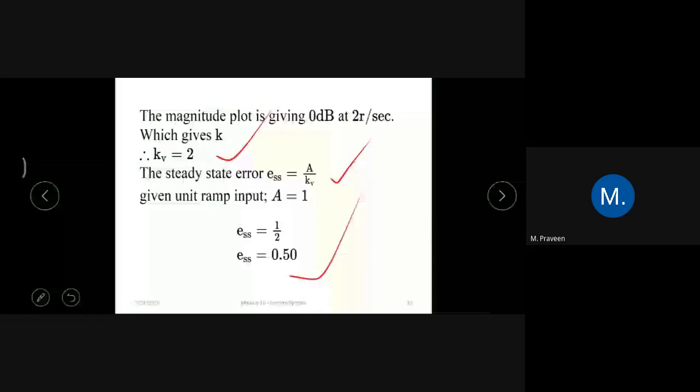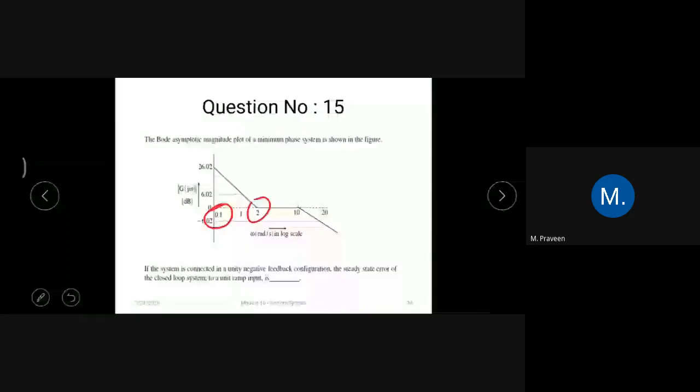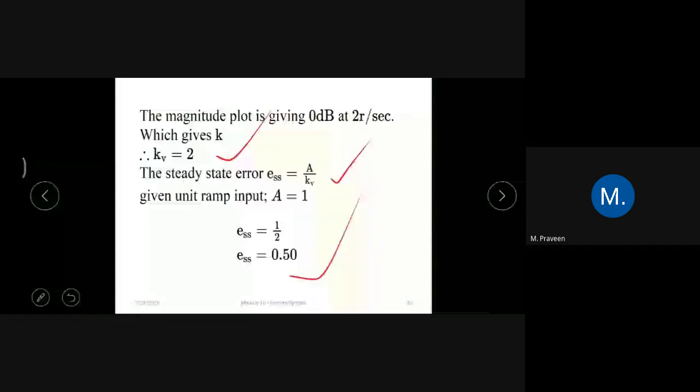Once again, here we have to find the type of the system. Since your Bode plot does not start with 0 radians per second, the type is 1, and the value at which it crosses your x-axis is your Kv. So your Kv is equal to 2. You can take both the values and substitute in the formula and get the ess value.